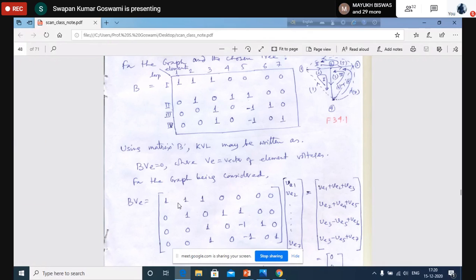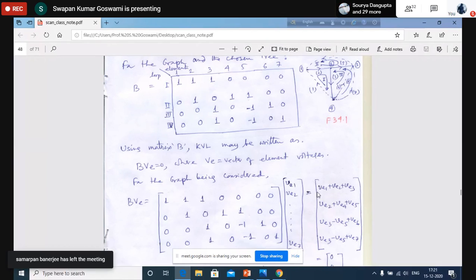So we get V1 plus V2 plus V3. We shall see what is the meaning of this. Then V2 plus V4 plus V5. Then V3 minus V5 plus V6. Then V3 minus V5 plus V7. So these are the 4 products in the 4 rows. This B matrix corresponds to the loop to element incidence matrix. So these rows correspond to loops, and columns correspond to elements. So in the product, obviously, the results will correspond to loops.